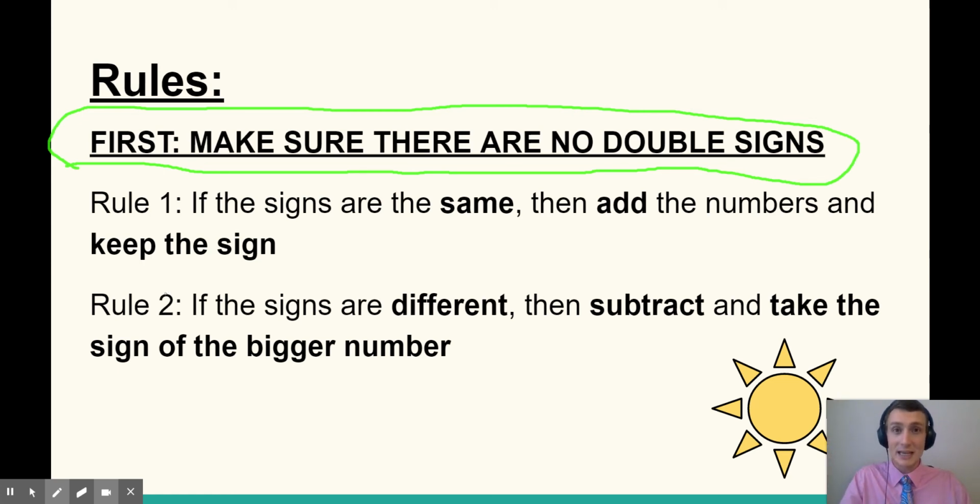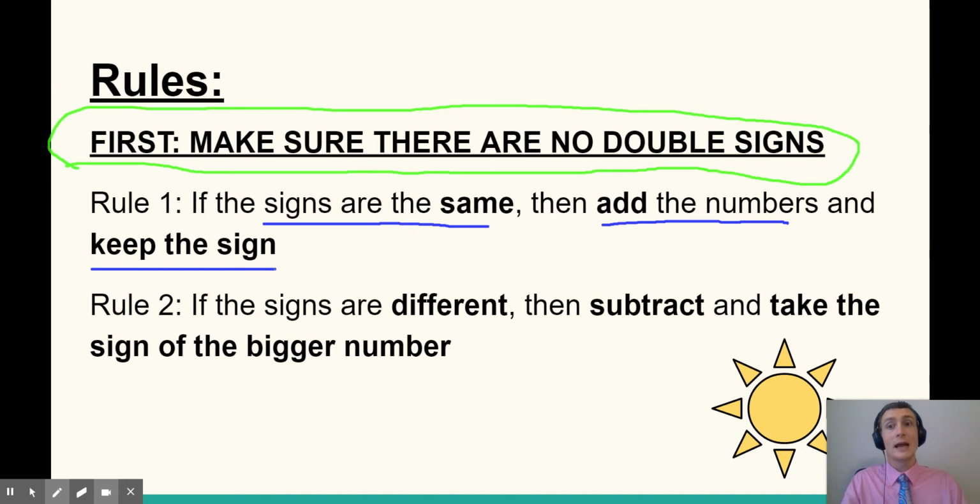If we have the same sign, we have to add the numbers and keep the sign. So if we have the same sign, add the numbers and keep the sign. If you're curious about how that works, I will outline 2 examples that follow this rule, and both of those examples will also follow this rule.